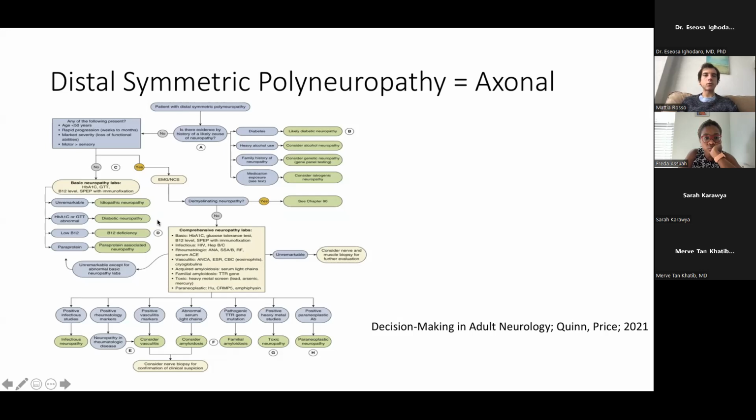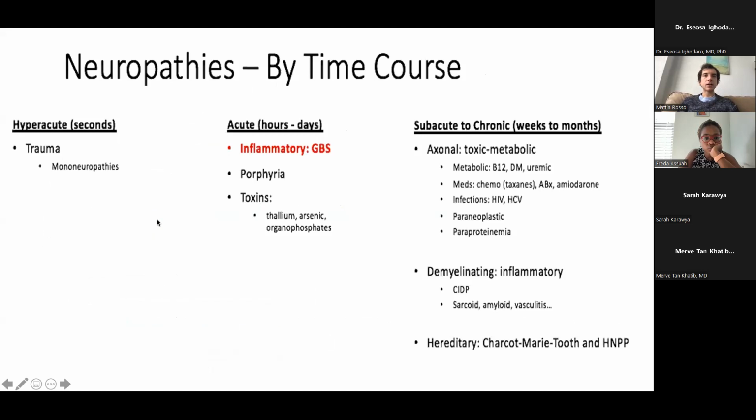And I want to go back to one of the prior slides that I had, which is really looking at neuropathies by time course. Now, we talked about the hyperacute neuropathy, which is mostly due to trauma. For acute neuropathies, the list is also small. And the good news is that it's almost always AIDP, I will say. It's almost always Guillain-Barré, or some of its variants, either an inflammatory variant or more of an axonal variant. And then there are some other exceptions.